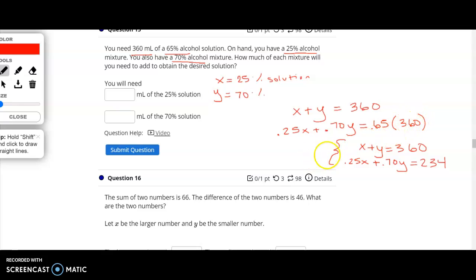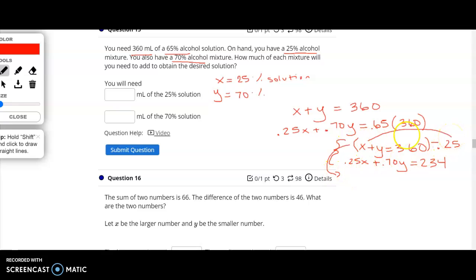Okay, so then at this point, we could multiply everything by 100, which I would probably do here. Well, we're not going to. Because I've done that on a couple others, let's just try not doing it that way. I'm going to solve by the elimination method or addition method, and we're going to multiply this by negative 0.25 so that the x's will cancel. So let's go ahead and multiply that out.